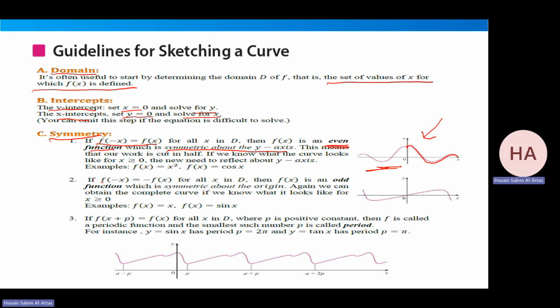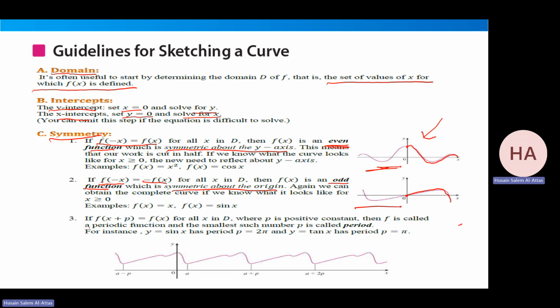And the same thing, if f of minus x equals minus f of x, then we say it's an odd function, and it will be symmetric about the origin. Now my mirror will be the origin. So if I know the graph of this side, no need to do any calculation on the other side. I just graph it where I consider 0 as a mirror.